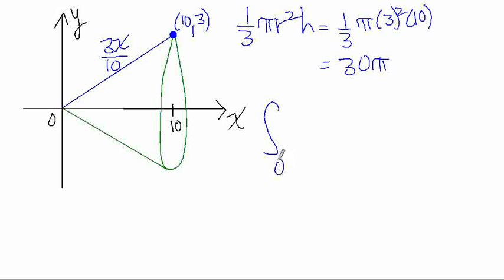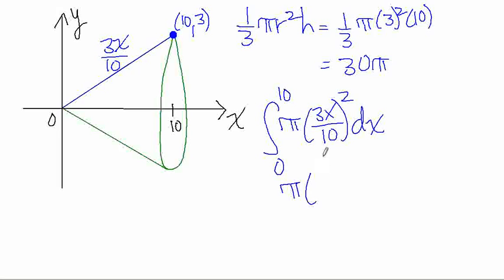So the integral from 0 to 10 of pi times the function squared, because the function expression corresponds to the radius, and then integral with respect to x. And we don't need the 1/3 because we're summing up cylinder volumes with respect to the integral. Okay, so let's see what that gives. So let me pull out the pi, and it's 3 squared over 10 squared, so 9 over 100 times the integral from 0 to 10 of x squared dx.